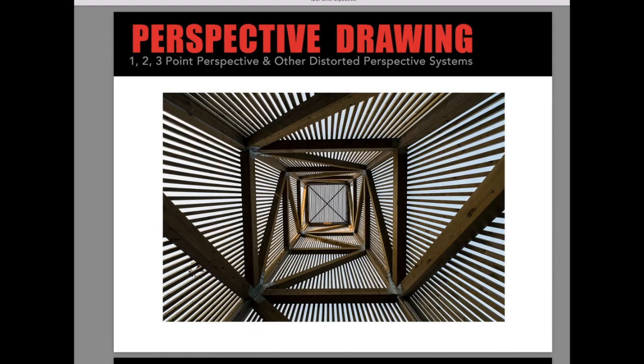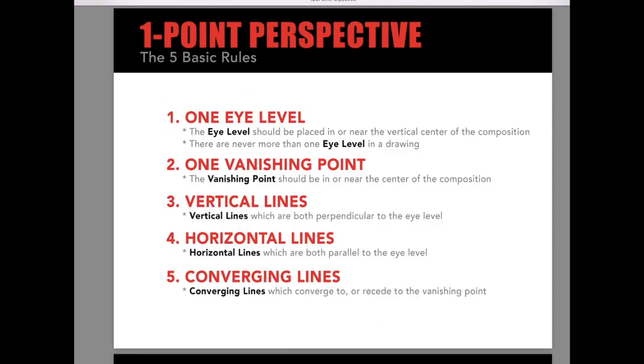Okay, so let's talk about those 1, 2, and 3-point perspective systems. So 1-point perspective, there's 5 basic rules to keep in mind. There's one eye level. There's always one eye level. The eye level should be placed in or near the vertical center of the composition. Again, this is for classically accurate drawings, which we'll be dealing with for your exercises.